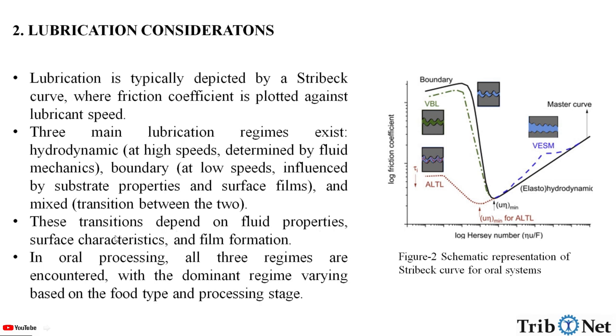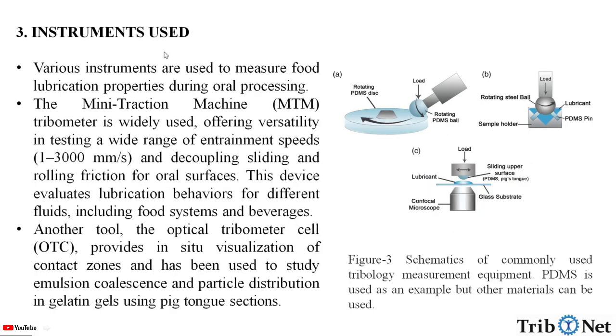These transitions depend on fluid properties, surface characteristics, and film formation. In oral processing, all three regimes are encountered, with the dominant regime varying based on the food type and processing system. Here in this figure, we can see the schematic presentation of the Stribeck curve for oral systems.